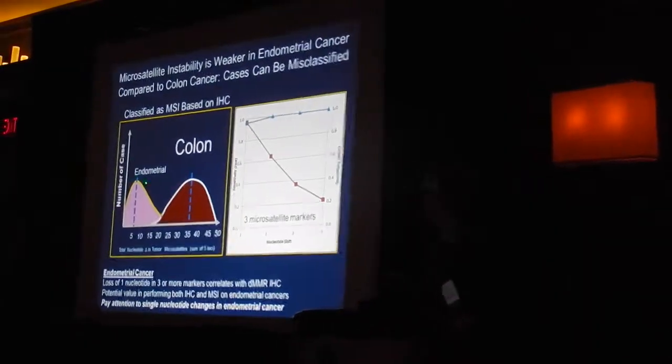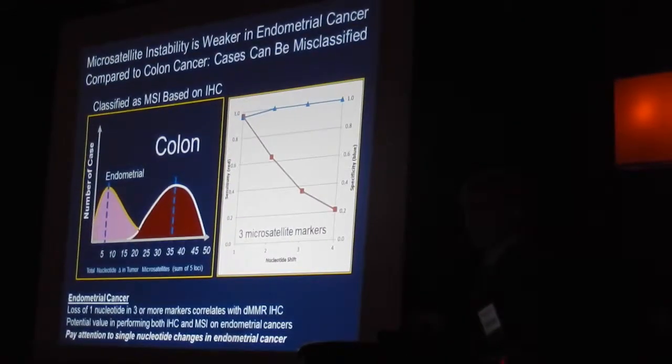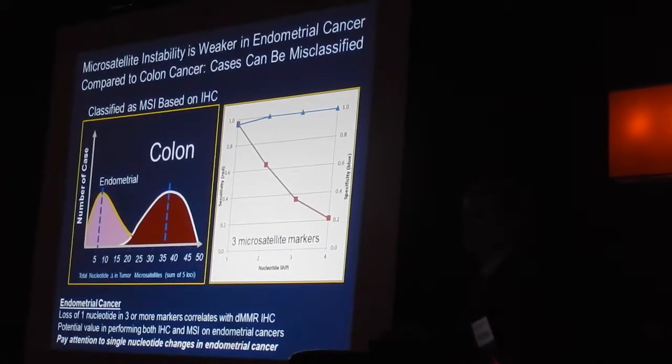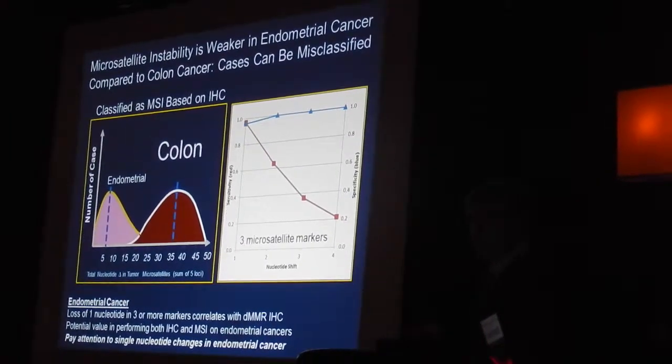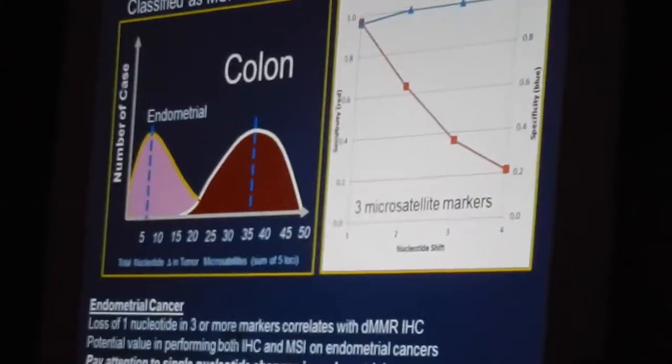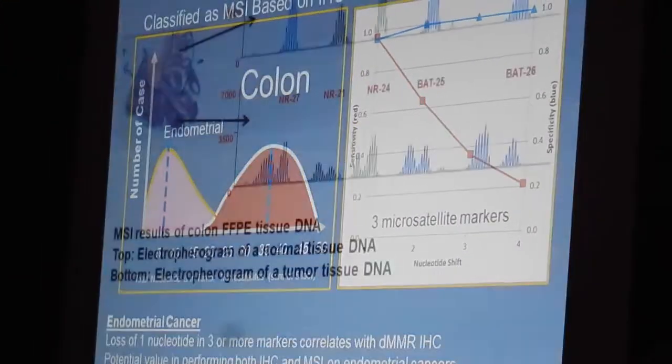One interesting thing we've noticed in our lab over the last couple of years is that we screen a lot of endometrial cancer with microsatellite instability for Lynch syndrome and through colon cancer. And the two have a completely different phenotype by PCR. Endometrial cancers, the microsatellite changes or those shifts in the nucleotides, which is what I'm showing here.